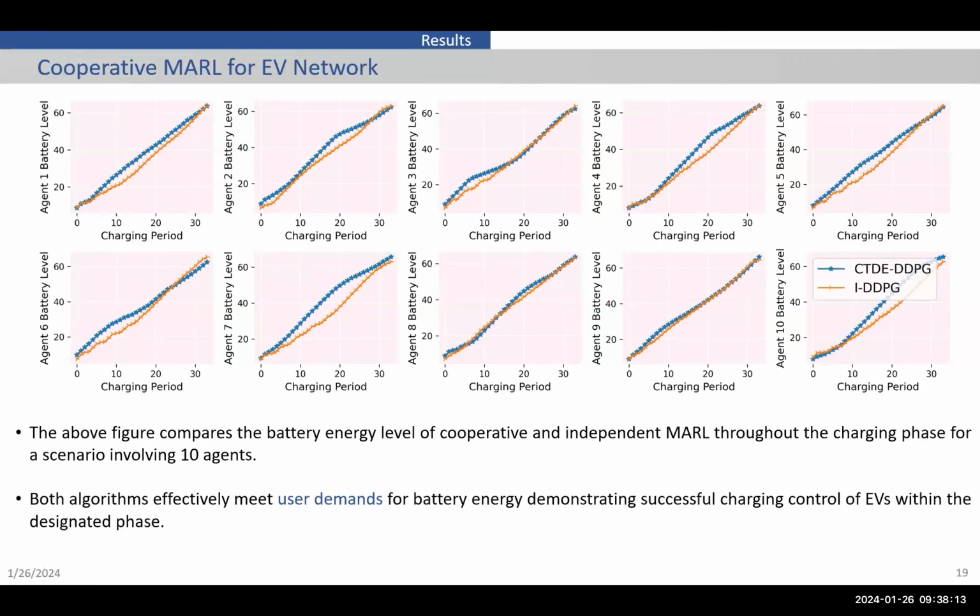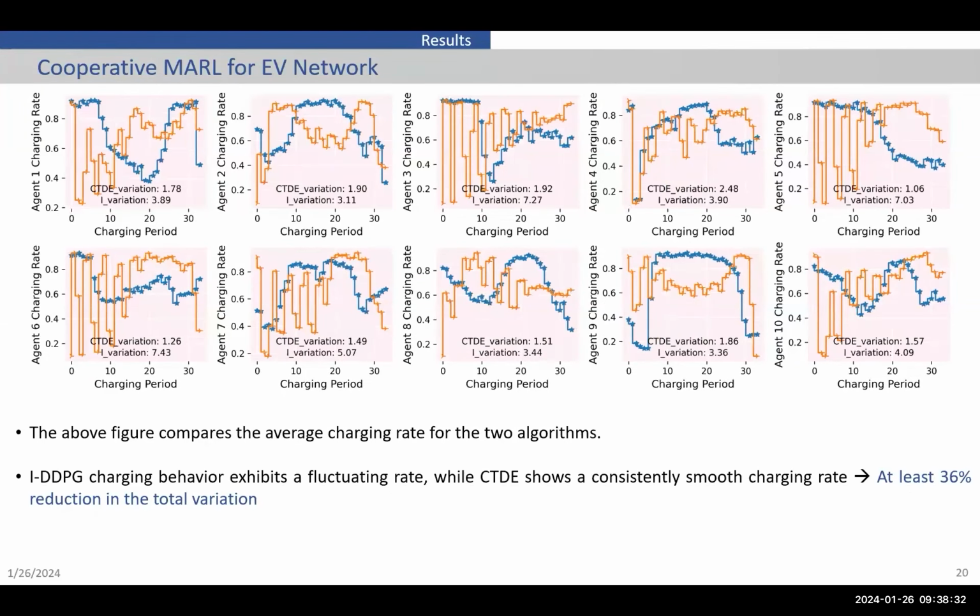And it shows that in both algorithms, the independent and the cooperative, they can charge the EV during the charging phase. And this is the requirement that should be met. So here we see that both frameworks work, but if we go through the details of the action, if you remember, the action was the charging rate.